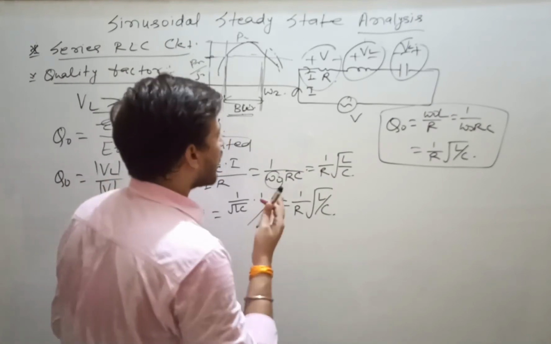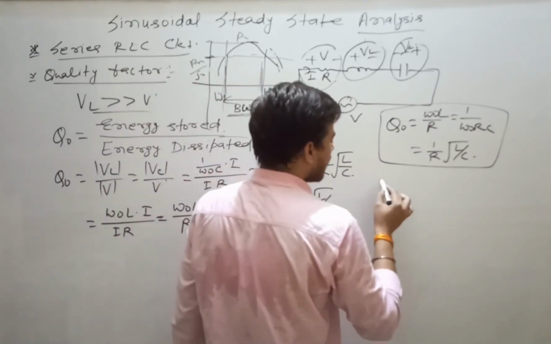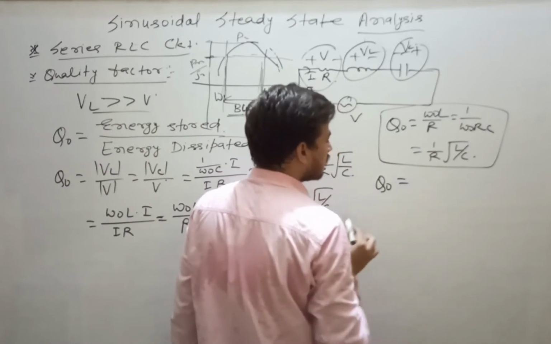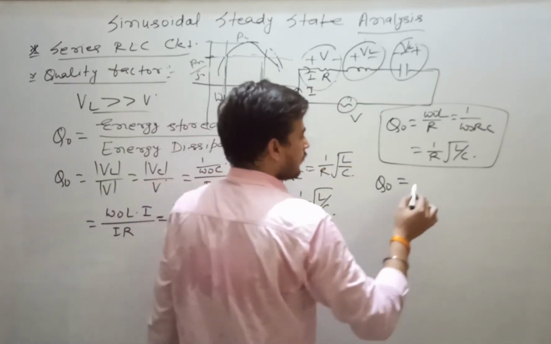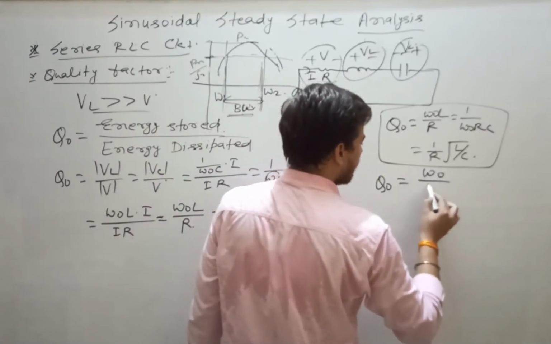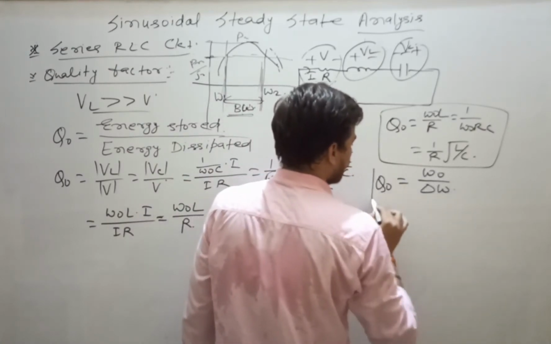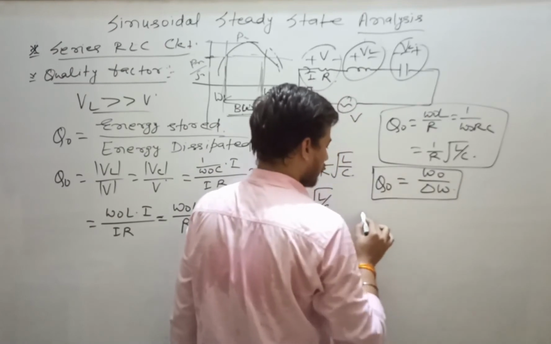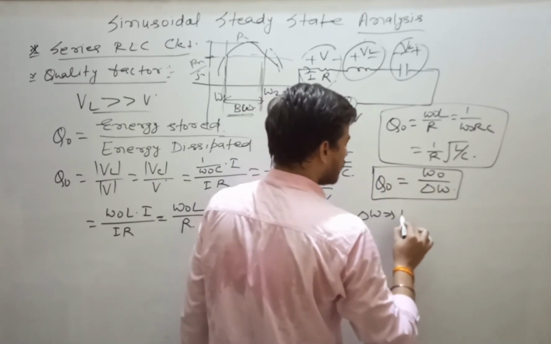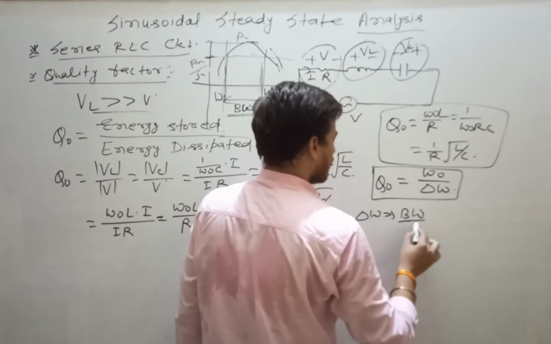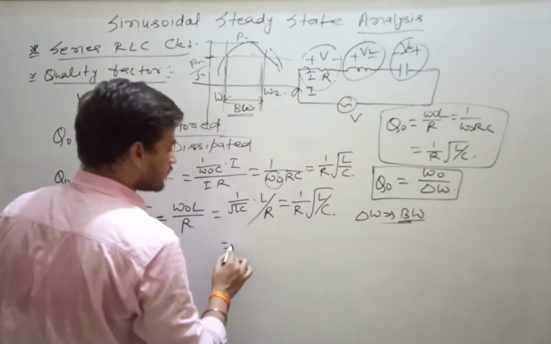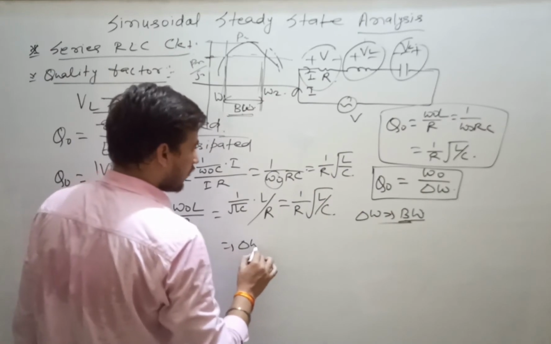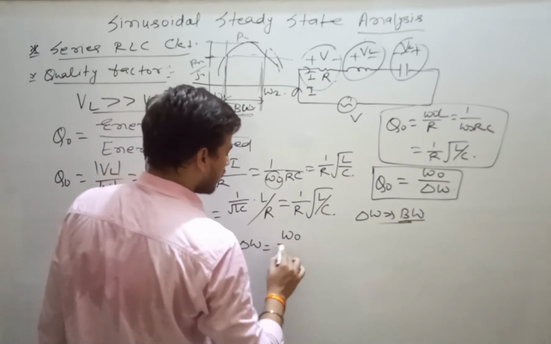So I am writing for bandwidth another formula: Q naught is equal to omega naught divided by del omega. Here del omega is nothing but bandwidth. So from here, if you calculate bandwidth del omega, it will be equal to omega naught divided by Q naught.